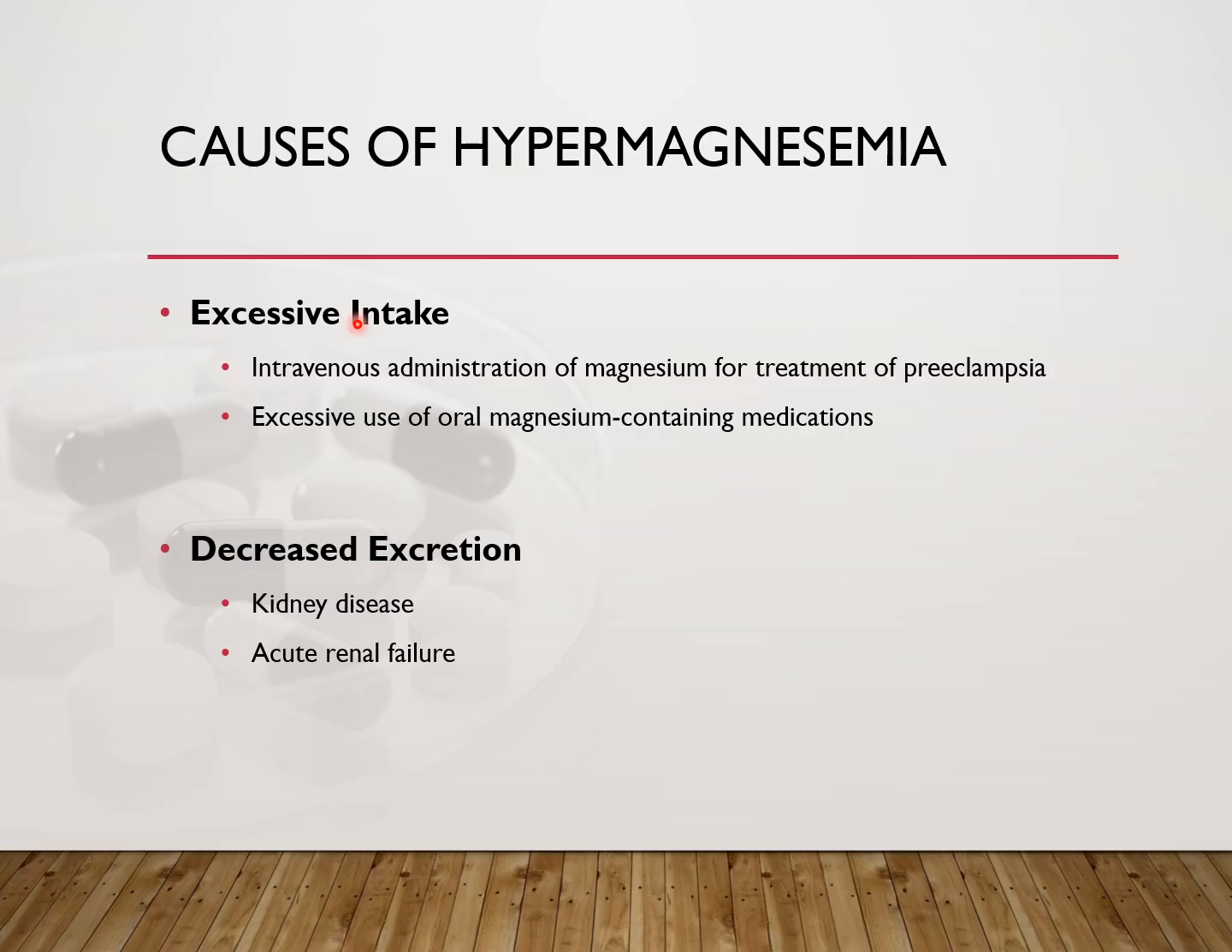Other patients are patients who use excessive amounts of oral magnesium-containing medications. Milk of magnesia is a common one here that patients often use for things like constipation. If they use it in excess, they can develop hypermagnesemia. But again, it's pretty hard to develop this from dietary or other sources because of the renal excretion. However, if we have a patient with kidney disease, maybe acute renal failure or chronic renal failure, they lose that ability to excrete magnesium. And so decreased excretion is a much more common cause of hypermagnesemia.